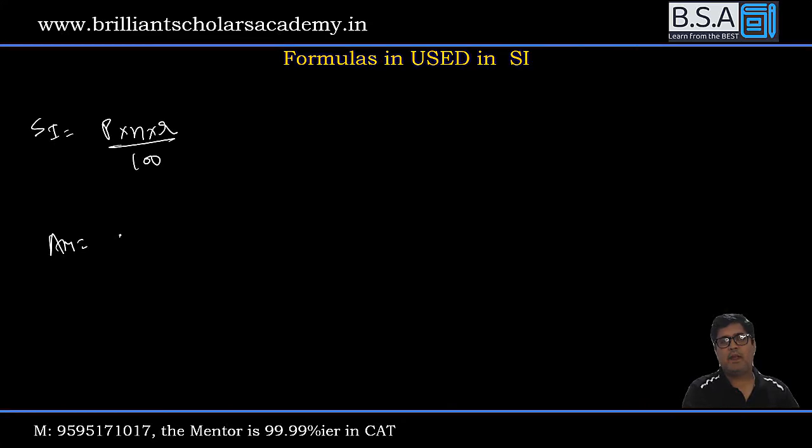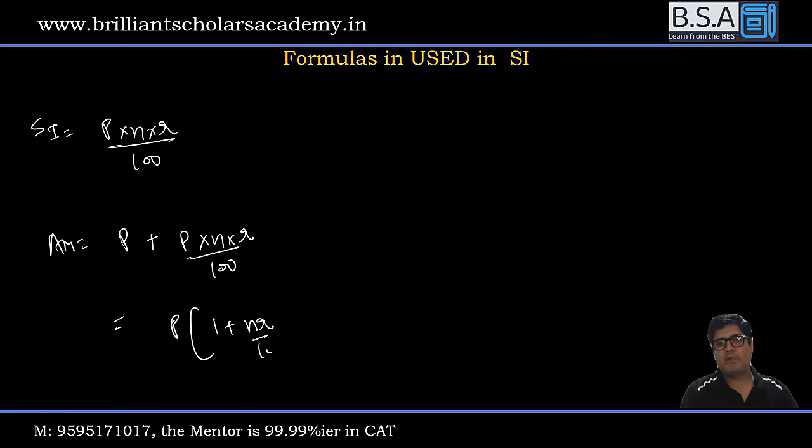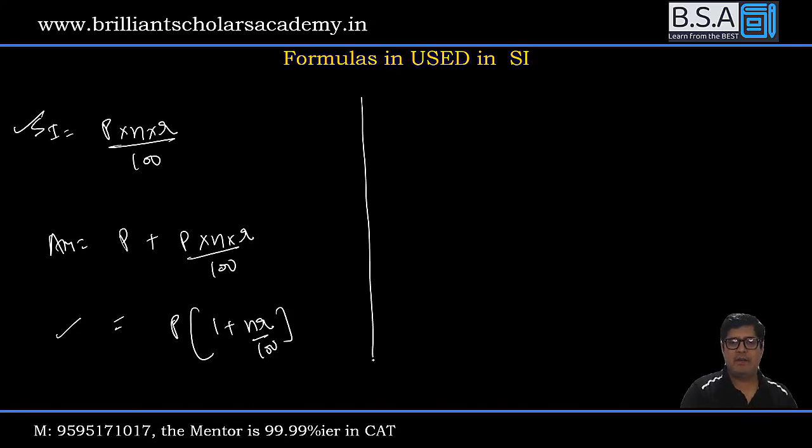Amount is equal to principal plus PNR upon 100. I can take P common: 1 plus NR upon 100. So very simple formulas. This formula and this formula should suffice. As far as formulas are concerned for SI, take your time, jot them down. Simple formulas, very simple approach, nothing advanced.